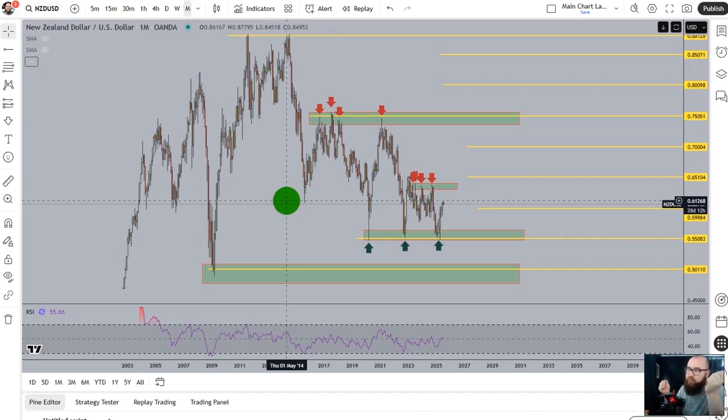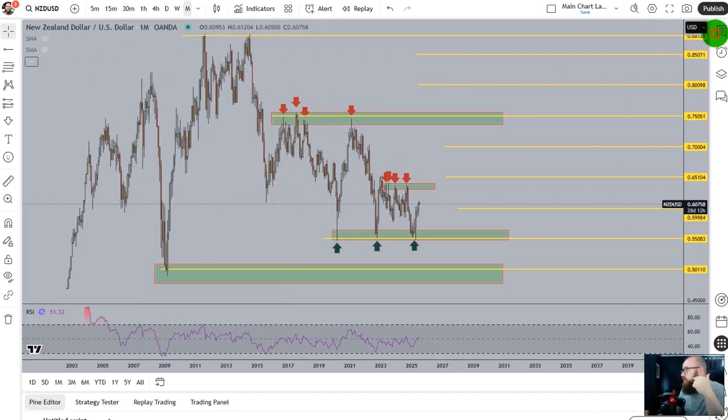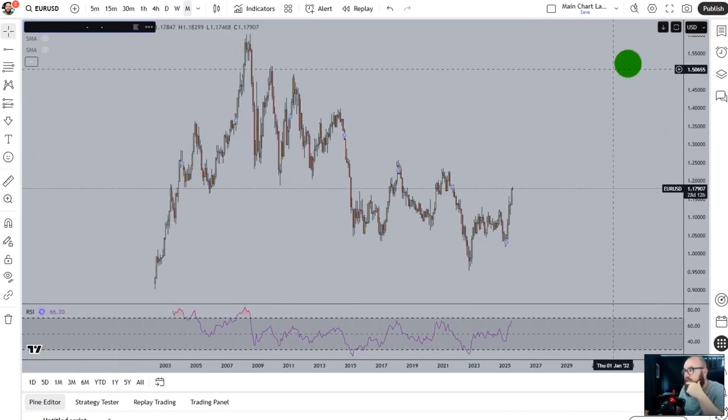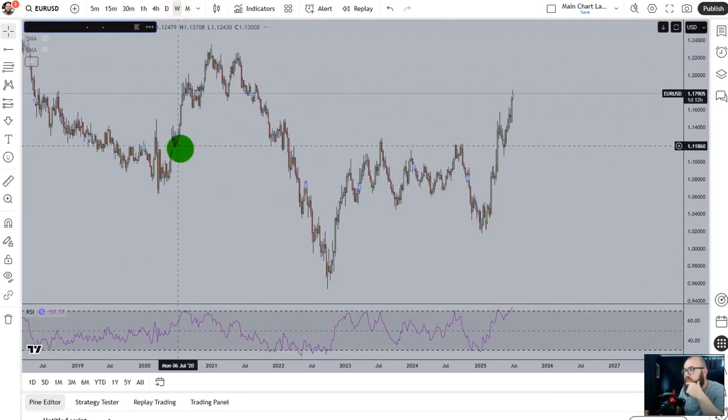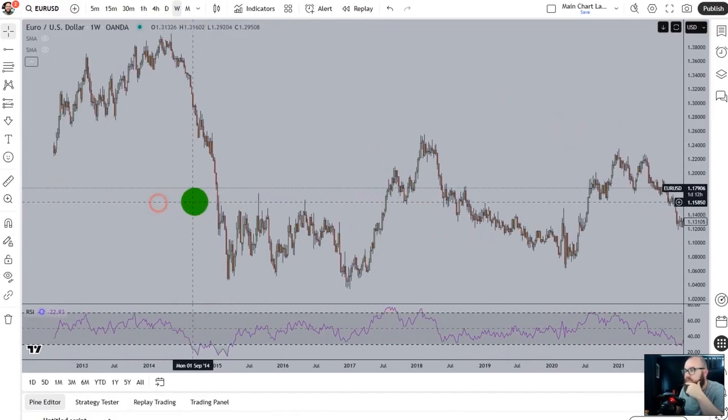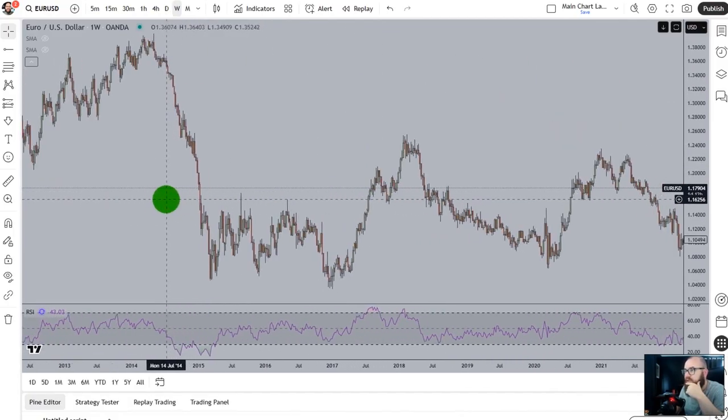That's horizontal support and resistance, using levels or using zones, areas. Any questions about this, please let me know. What I can do is bring up another chart and see if you can spot any horizontal support and resistance.